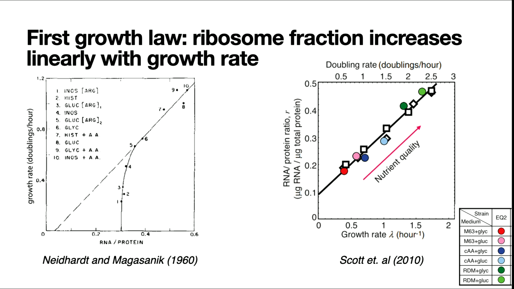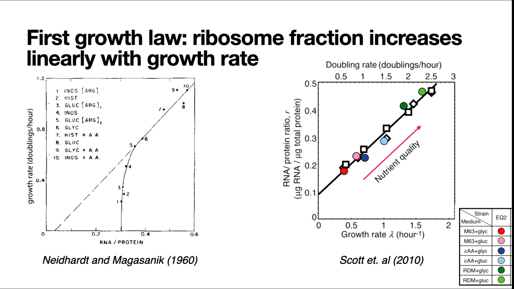Now, there is this thing that bends when you are at slow growth, but for now we're going to neglect it. For fast enough growth, what you see is that if you have very different conditions, this ratio is linear with the growth rate. It's surprisingly linear with the growth rate.